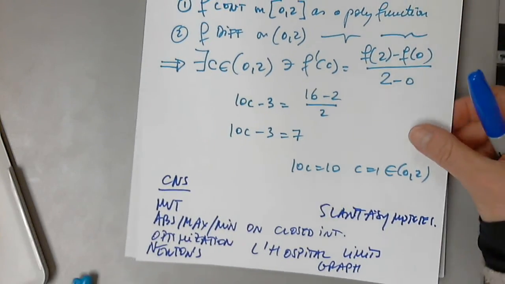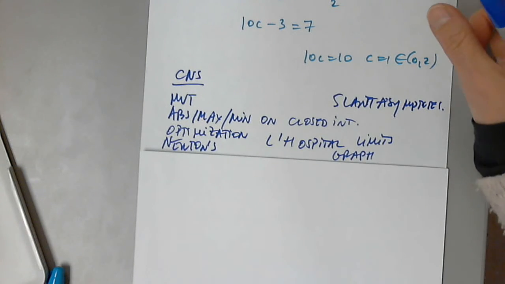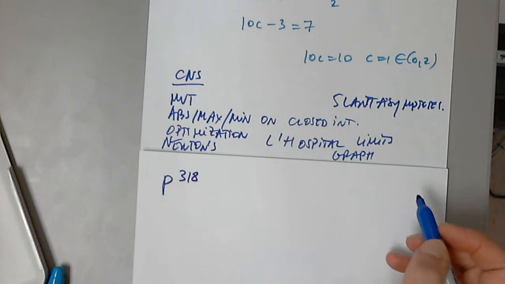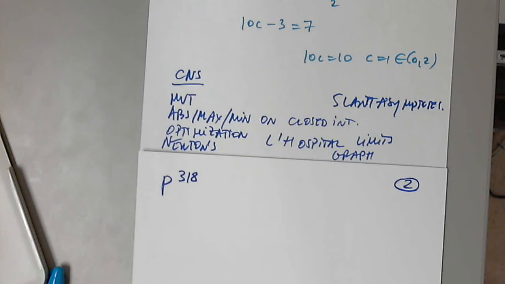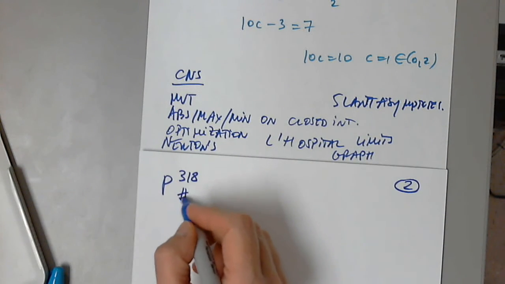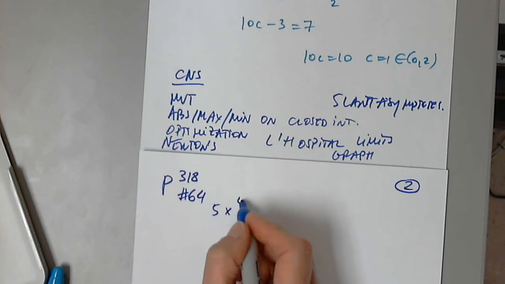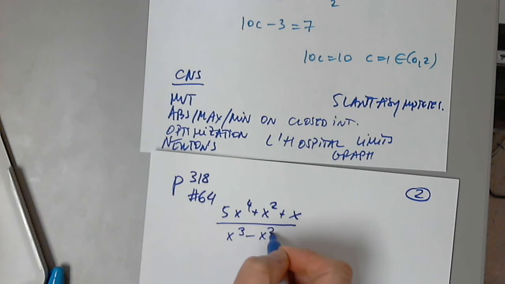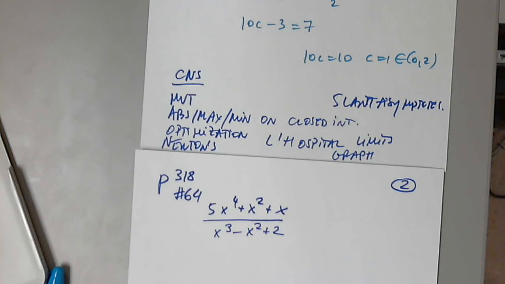Can we do slant asymptotes? Yes. So let's take a look. Slant asymptotes are on page 318. Let's say 64. We're given 5x to the fourth plus x squared plus x, divided by x cubed minus x squared plus 2. So the first question here is, does this function have a slant asymptote?